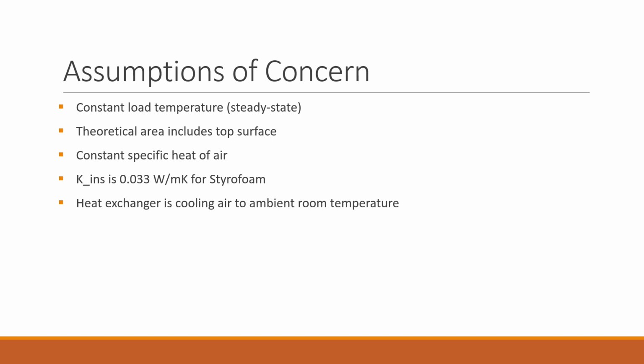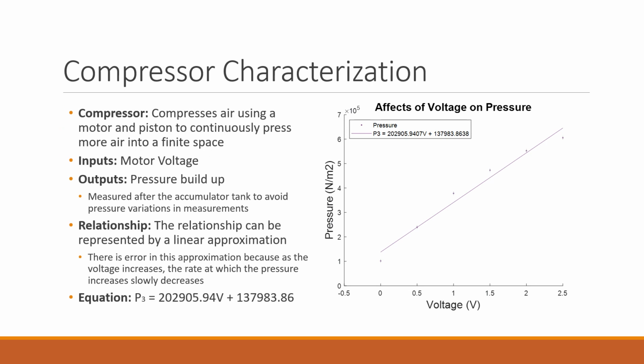Finally, we assume that the heat exchanger is cooling the air to the ambient room temperature. While this is most often the case, occasional deviations from the ambient temperature will happen as the pressure increases. In this lab, the compressor that we use compresses air using a motor and piston to continuously fit more air into a finite space, raising the pressure of the air.